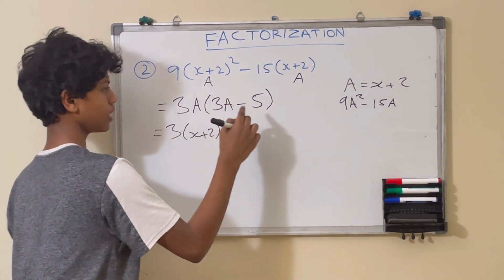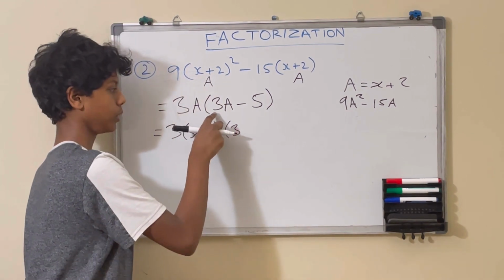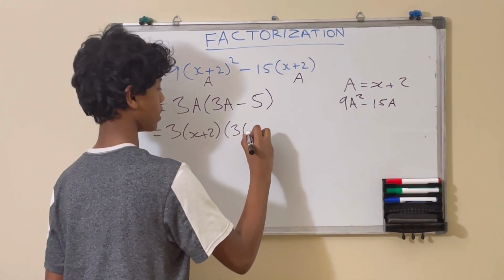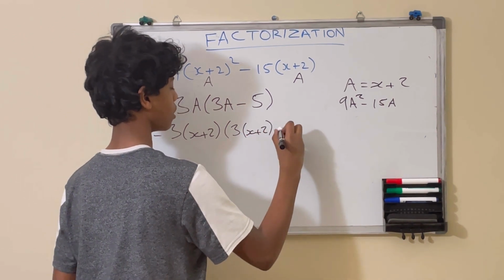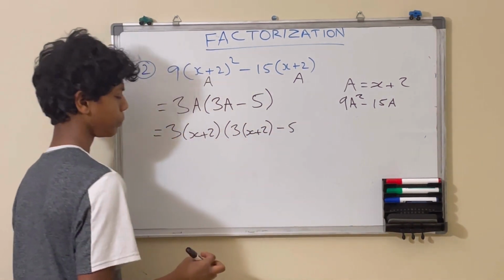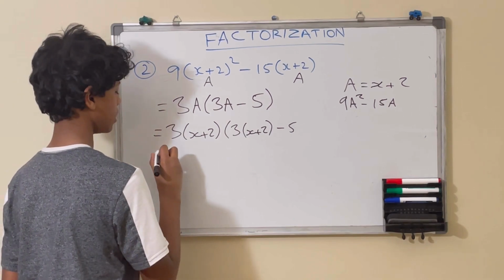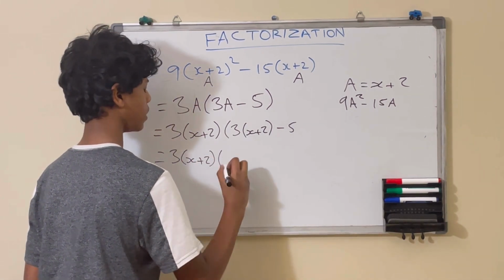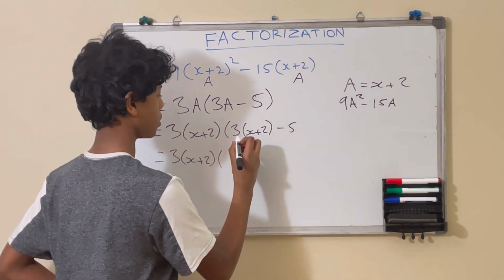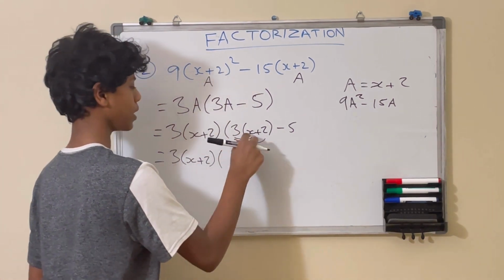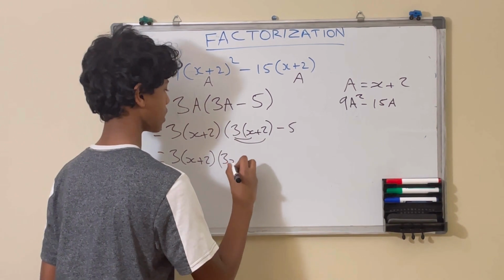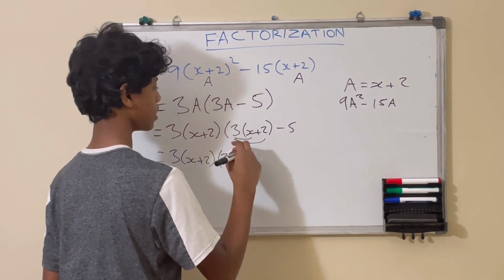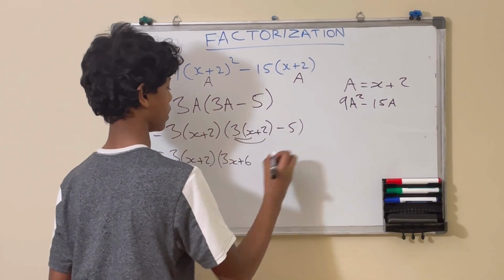So now a is x plus 2, right? So 3 is the coefficient, so 3 multiplies into x plus 2. So it's 3(x + 2) minus 5. So now we do this again. So this equals 3(x + 2), and we distribute the 3. So 3 times x equals 3x, and 3 times 2 equals plus 6. Then we just put the negative 5.